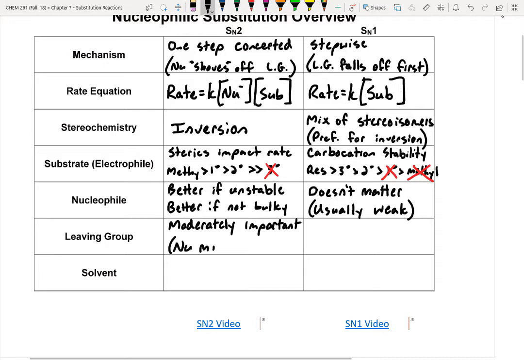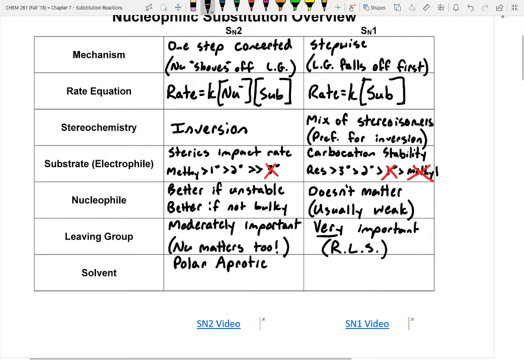And I'll say the nucleophile matters too. However, for SN1, it is very important. It's involved in the rate limiting step. All right, so that's the big thing we talked about today. We said for SN2 just now that polar aprotic works best, whereas for SN1, polar protic works better.